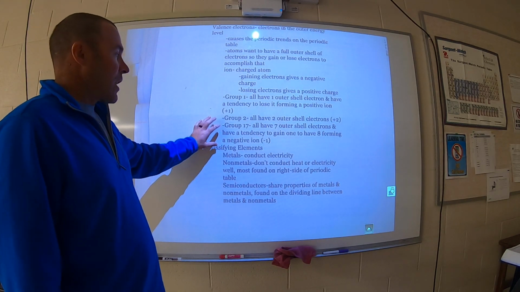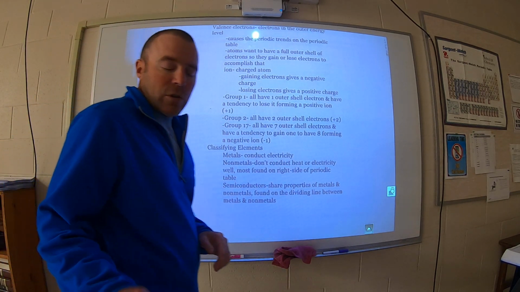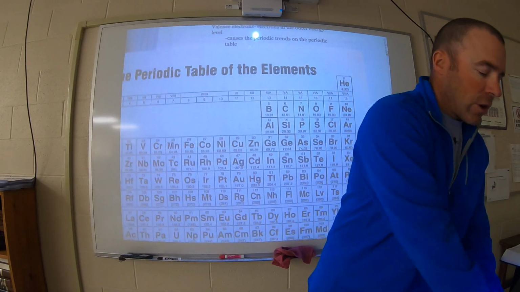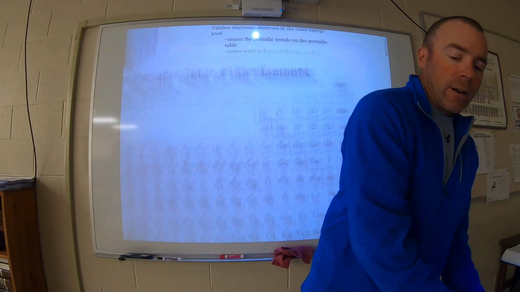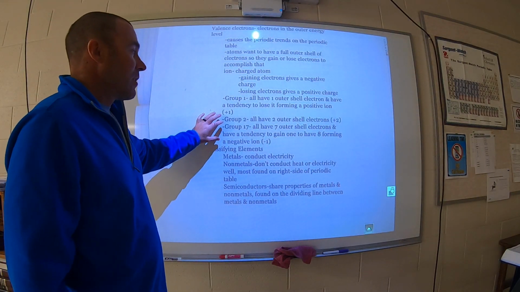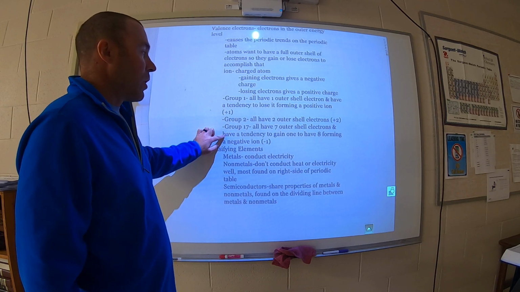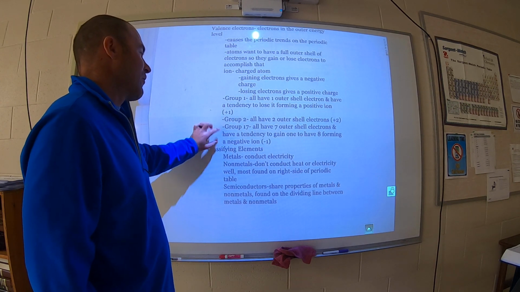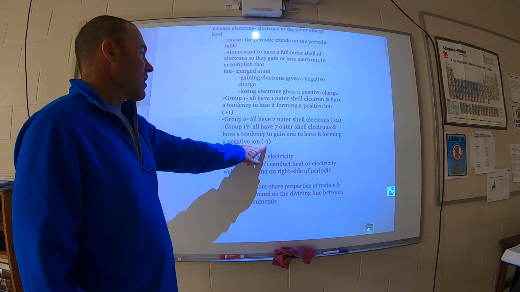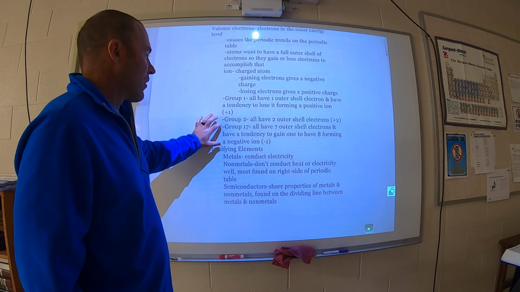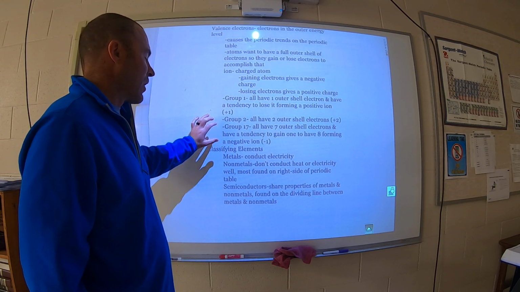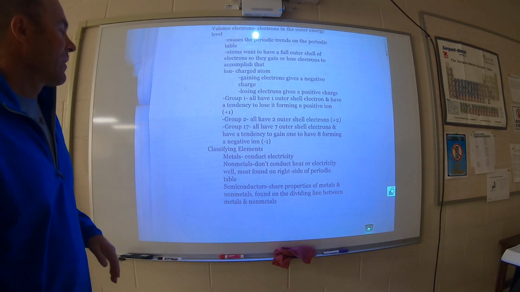Now let's go to the other side of the periodic table, group 17 elements. So group 17 elements would be fluorine, chlorine, bromine, iodine, and so on. This group right here. They have 7 outer shell electrons, so they have a tendency to gain 1 to have 8. And so they form a negative ion since they've got 1 more electron than they have protons. These, just like the group 1 elements, are extremely reactive. And they form bonds very readily.